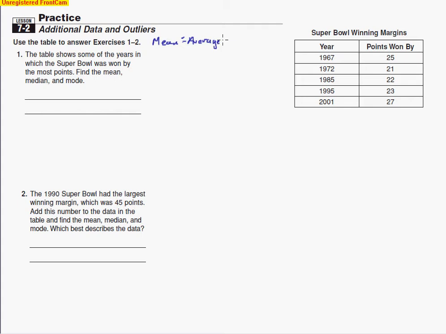And the average is found by when we go ahead and sum the numbers. So sum all numbers in the data set. And sum just means you're going to end up adding all those numbers. And then we divide. So the line here represents, divide by the number of numbers. So you just count up how many values there are. So we go ahead and add these numbers up. We've got 25 plus 21 plus 22 plus 23 plus 27. And then we're dividing by how many numbers there are. When I count them up, there's 5 numbers.